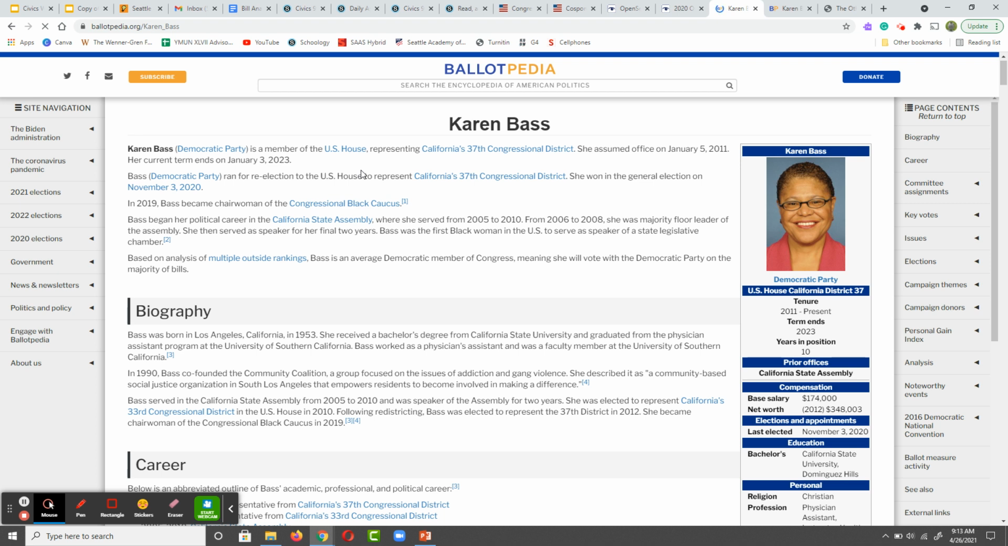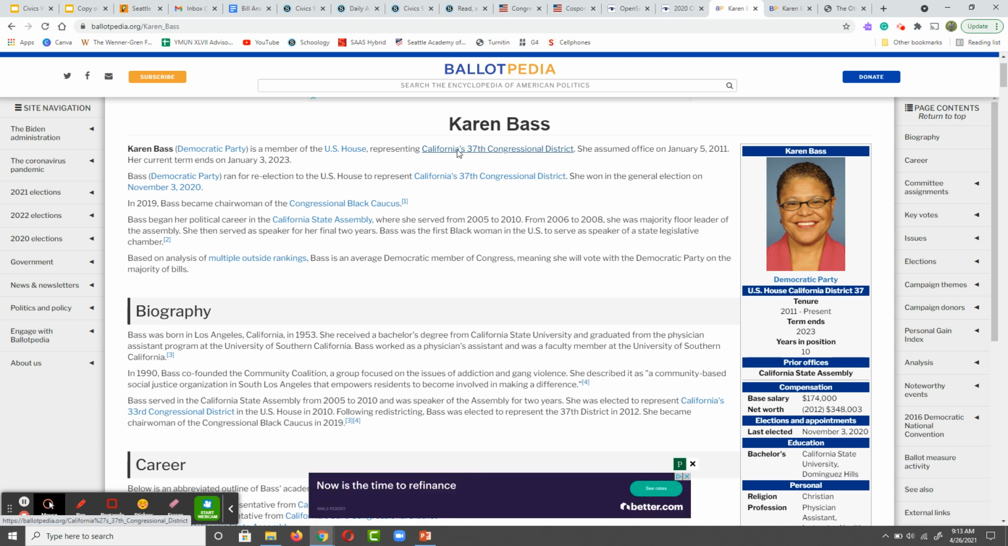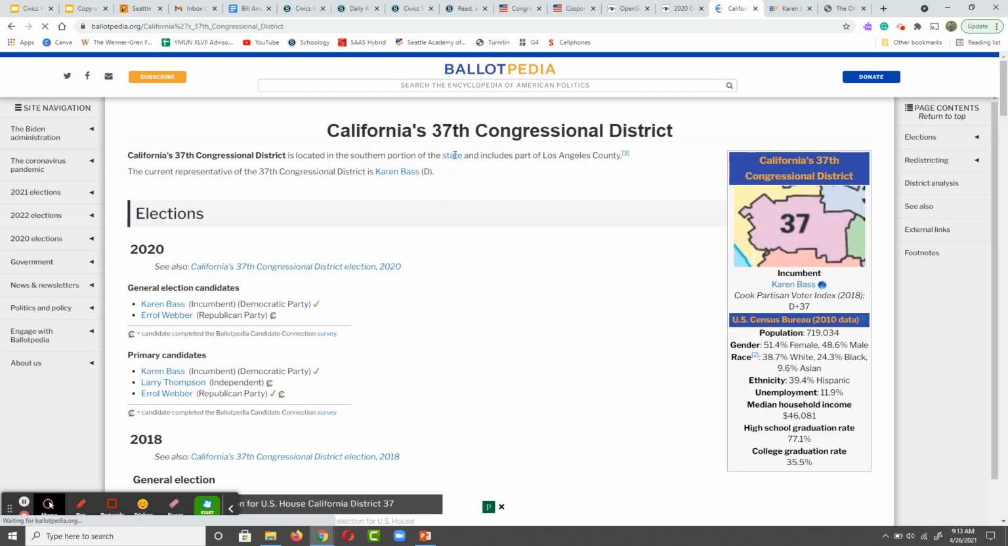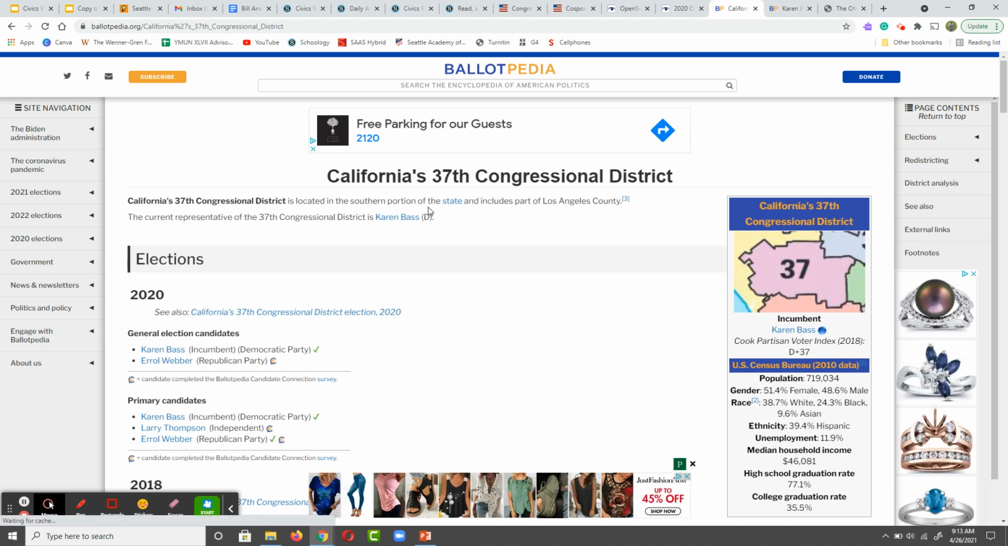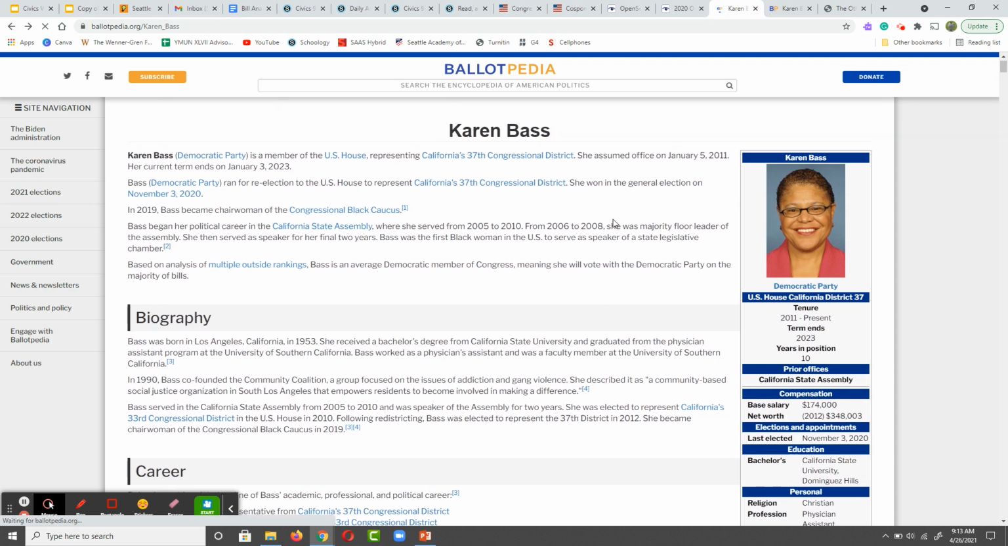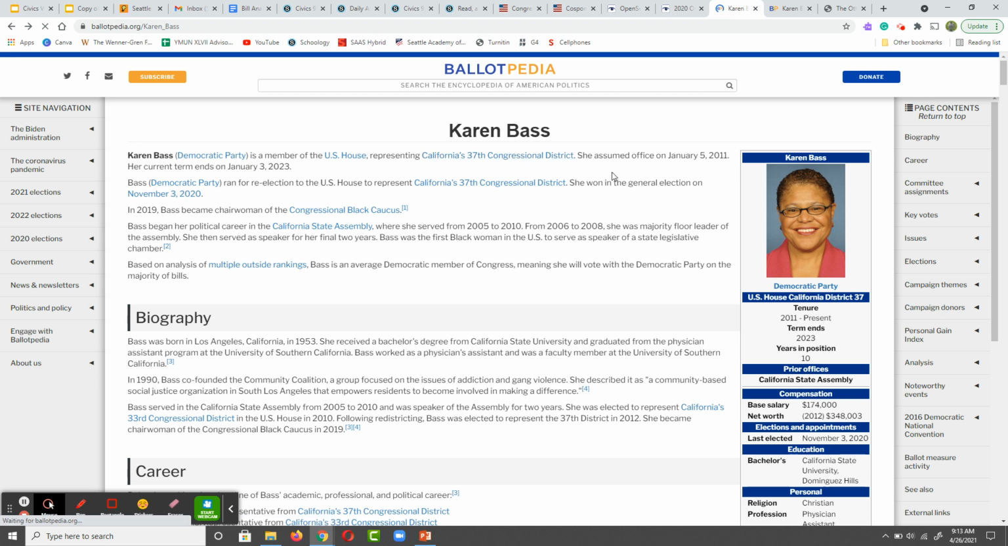Caucus, party, constituents, all right? So she is in California's 37th congressional district. Let's click that to figure out exactly where that is. And we see that it is Southern California, including parts of LA County. You can even do a deeper dive and figure out the demographics of those areas, and what sort of people reside in those areas. So those are her constituents.